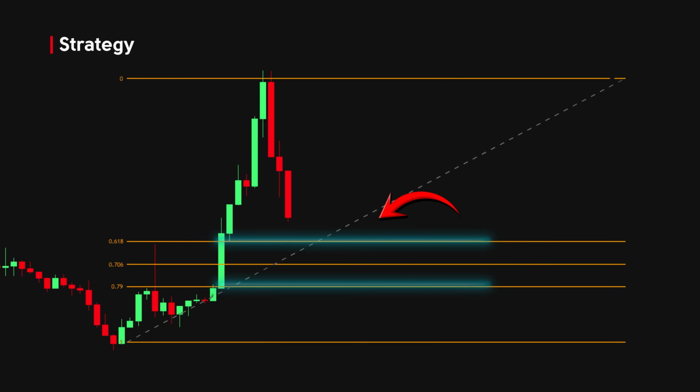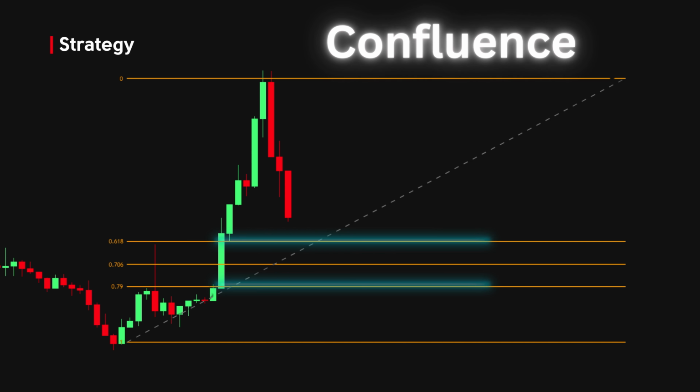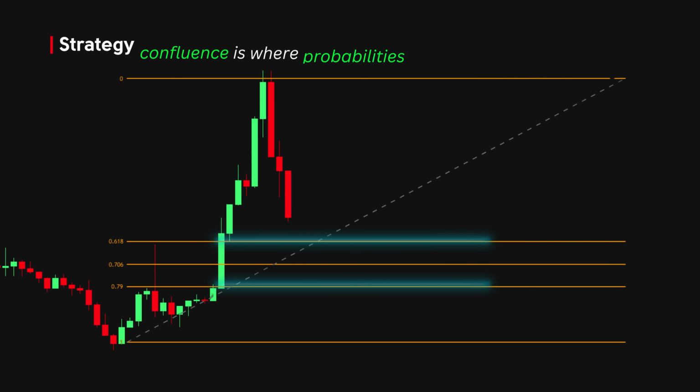On the other side, the Fibonacci retracement highlights the natural pullback levels within a trend, areas where institutions frequently re-enter positions. When these two zones align, they create what traders call confluence, multiple reasons for the market to react at the same level. And in trading, confluence is where probabilities start to shift in your favor. Instead of guessing where price might turn, you're now identifying precise zones where reactions become statistically more likely.